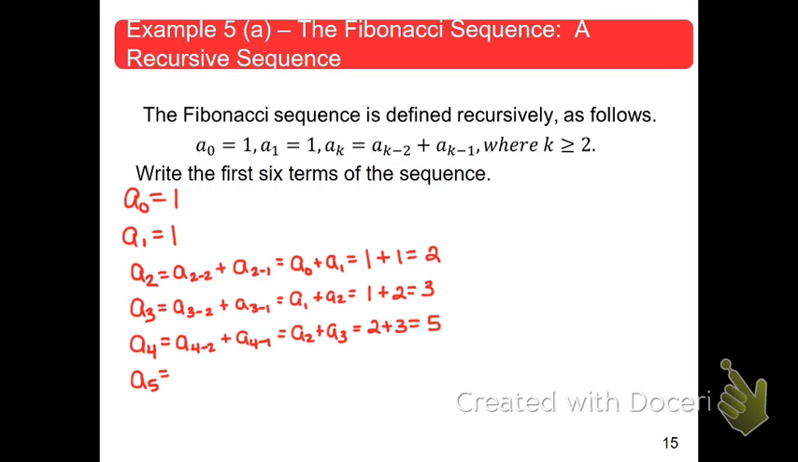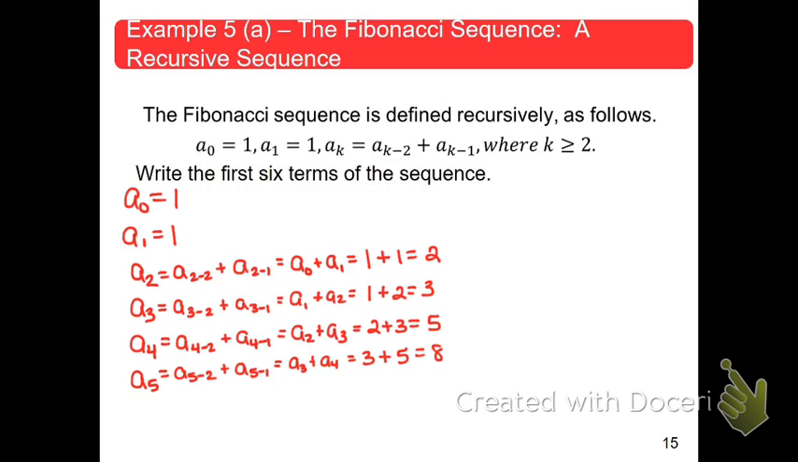And then a sub 5, so k is now 5, so let's plug that in. So we get a sub 3 plus a sub 4. See, a sub 3 was 3 plus a sub 4 is 5, and 3 plus 5 is 8. And so that is the first 6 terms of the Fibonacci sequence: 1, 1, 2, 3, 5, and 8.